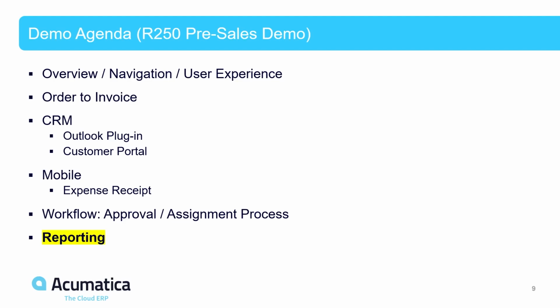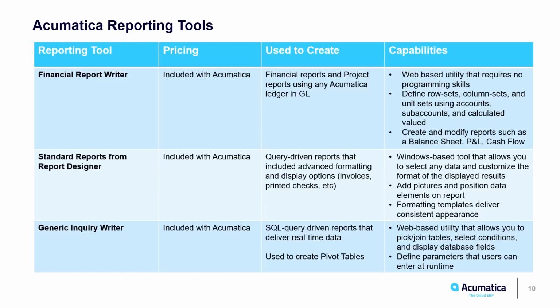Our final topic in today's demo is going to be reporting. Acumatica offers 3 different types of reporting tools, which are all included within Acumatica. The first is our financial report writer, which is used to create financial and project reports using any ledger in the GL. The second is the standard report designer.